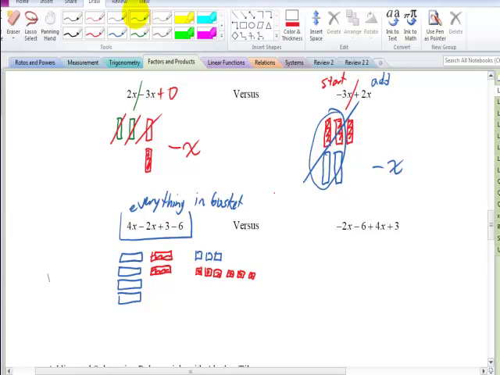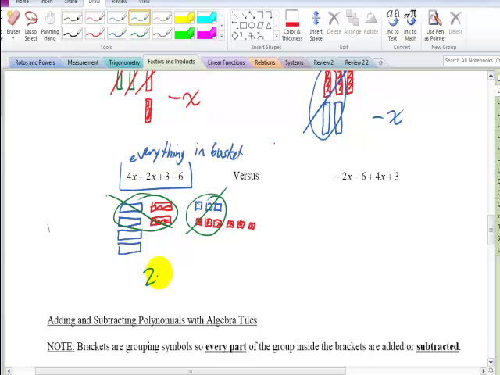And once you've drawn everything in the basket, now take away 0 pairs. There's a 0 pair to remove. There's a 0 pair to remove. Final answer, 2x minus 3. Okay.